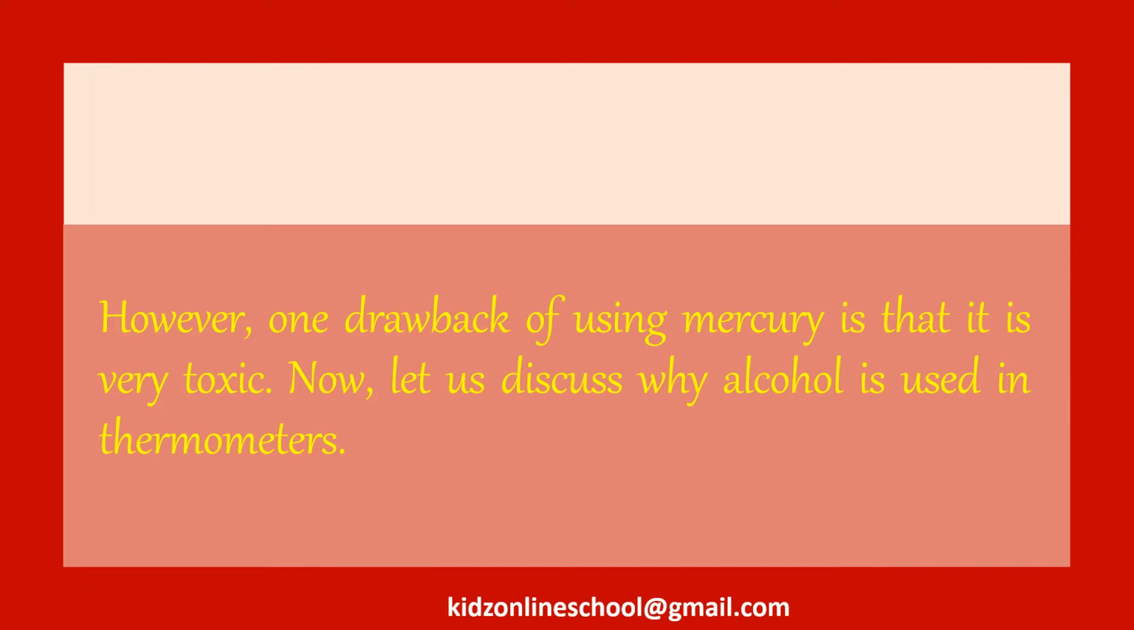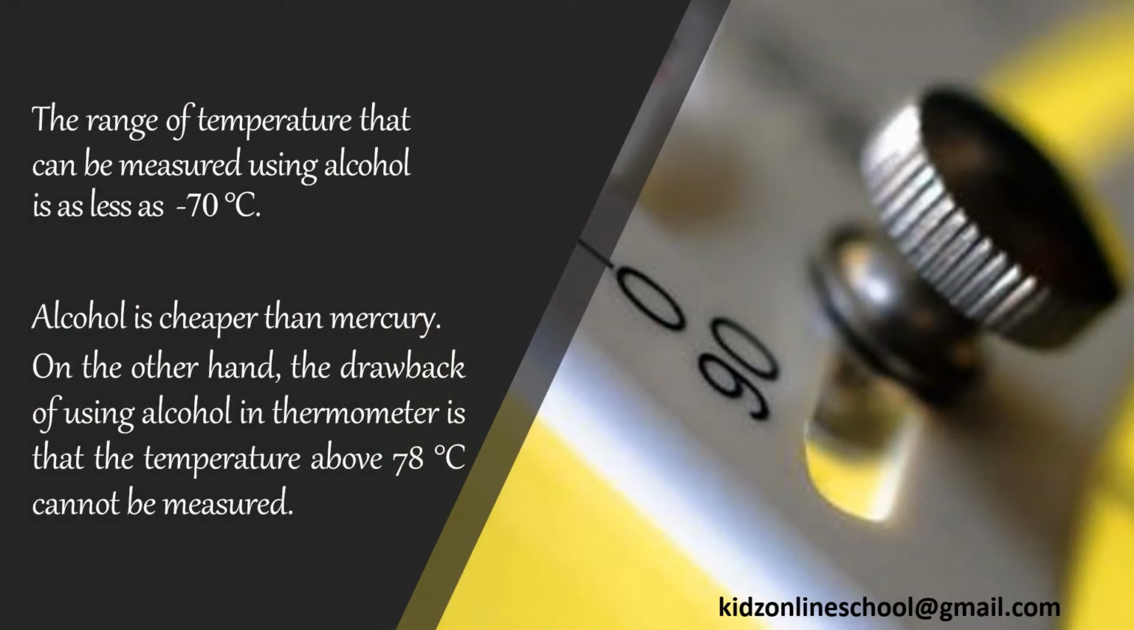Now let us discuss why alcohol is used in thermometers. The range of temperature that can be measured using alcohol is as low as -70 degrees Celsius. Alcohol is cheaper than mercury. On the other hand, the drawback of using alcohol in a thermometer is that temperatures above 78 degrees Celsius cannot be measured.